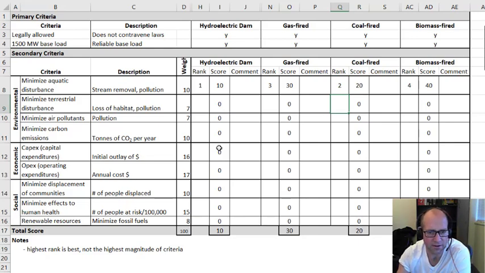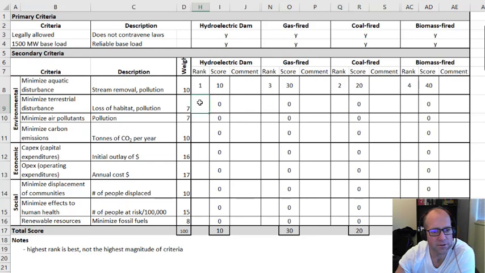Maybe if there was another expert in the room with me right now, that expert would correct me and say gas-fired is higher than coal-fired or vice versa. But that's the benefit of having a large group and doing these. Unfortunately, I'm by myself, so I'm just kind of guessing at some of these. But the whole point here is to go through the process and see what happens as opposed to make the perfect scores. So minimizing terrestrial disturbance.